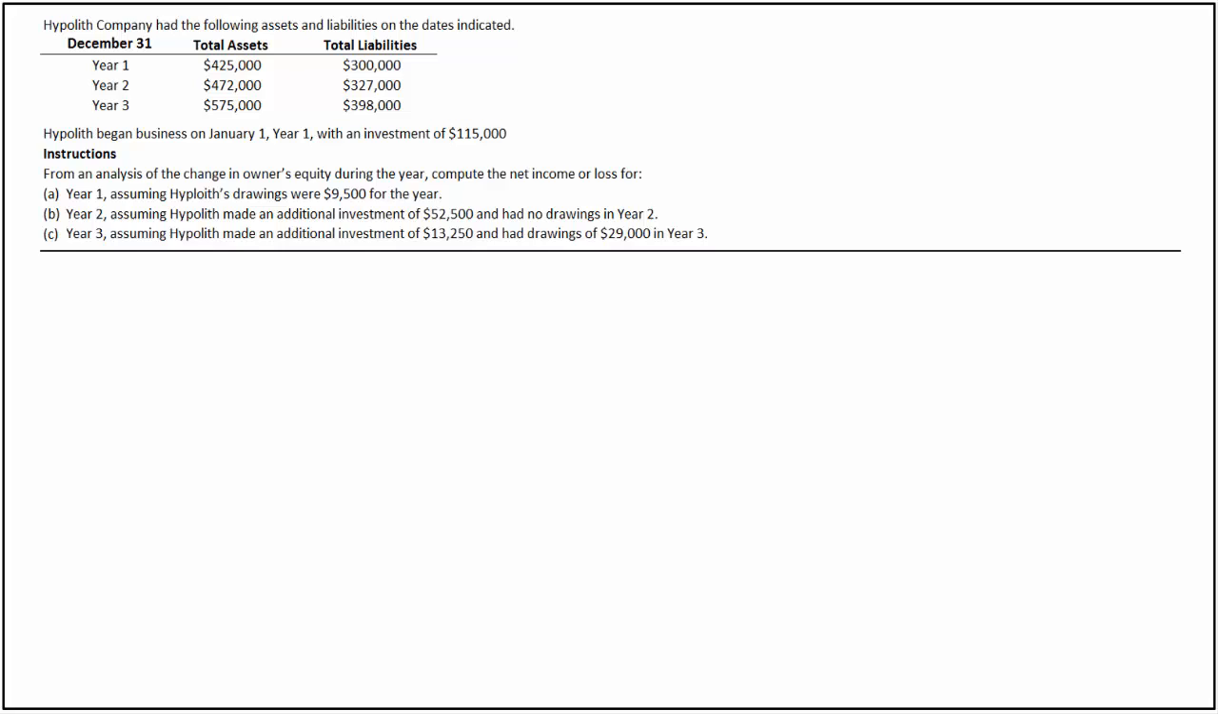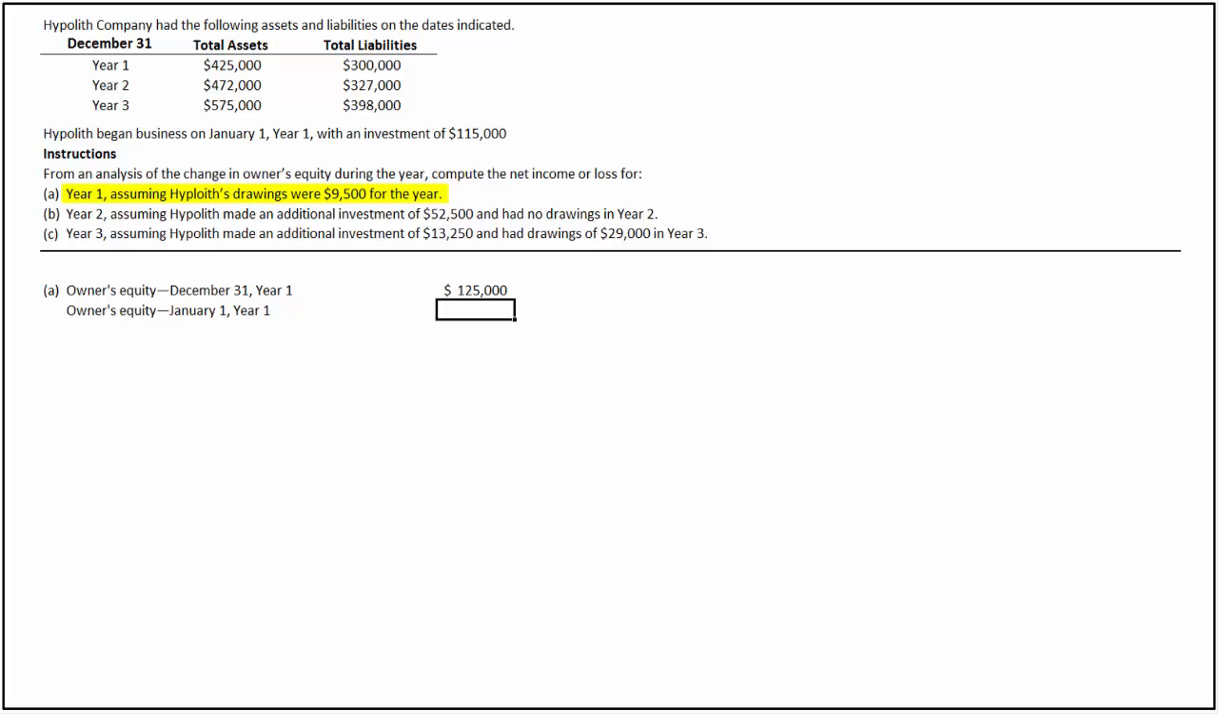Let's first calculate the net income for year 1, assuming the owner has withdrawn $9,500 for the year. For this, we first need to calculate the changes in owner's equity during the year. It is the difference between the ending and the beginning balance of owner's equity. In year 1, the total assets of the company were $425,000 and the total liabilities were $300,000. By subtracting the total liabilities of $300,000 from the total assets of $425,000, we compute the owner's equity as of December 31st, year 1, as $125,000.